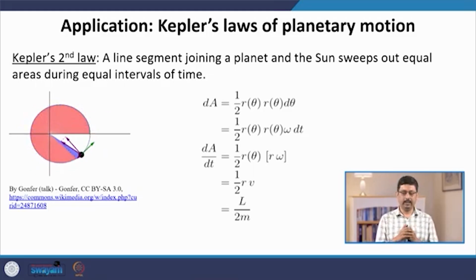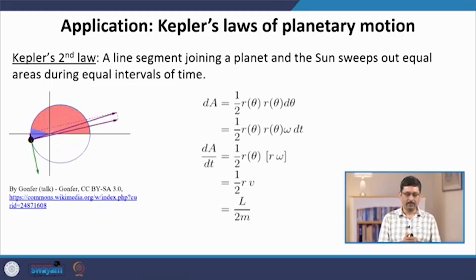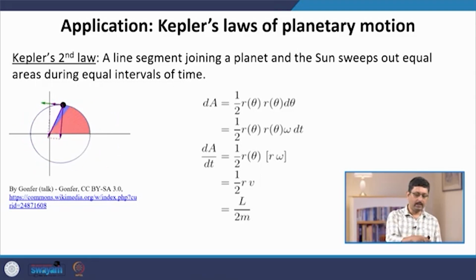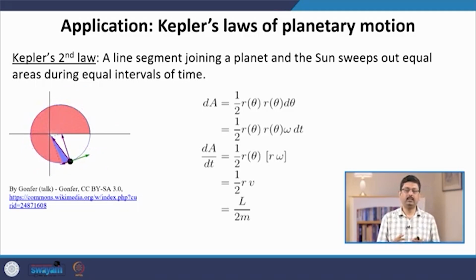We take the example of Kepler's laws of planetary motion. Using just this simple definition, we can understand Kepler's laws of planetary motion. So, let us start with Kepler's second law. What does it say? Basically, in this case the origin could be a massive particle such as the sun, and the particle moving around the origin is, let us say, our earth or any planet.